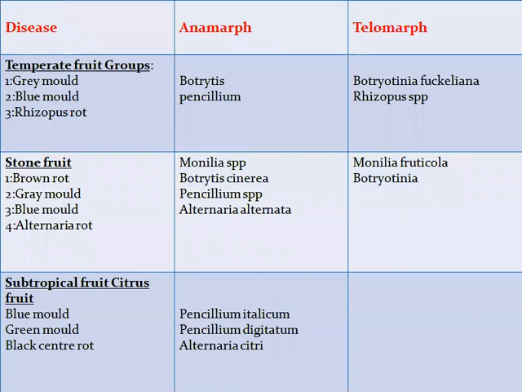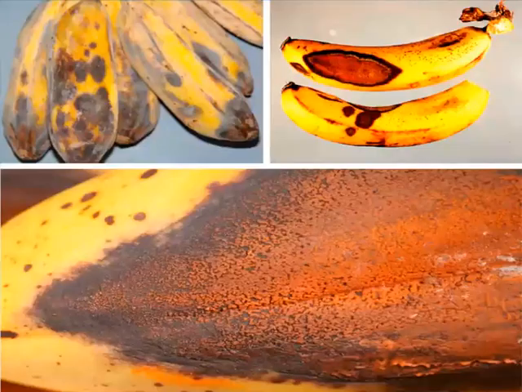Some of this is also due to the temperature. Temperate fruit crops show grey molds, blue molds, Rhizopus rots due to Penicillium and Botrytis. Stone fruits also show brown rot, grey molds, blue molds, Alternaria rots, here also Monilinia, Botrytis, Penicillium, Alternaria. And subtropical fruits, citrus fruits also are affected due to Penicillium and Alternaria species. So here also we can see post-harvest fruits could fail.